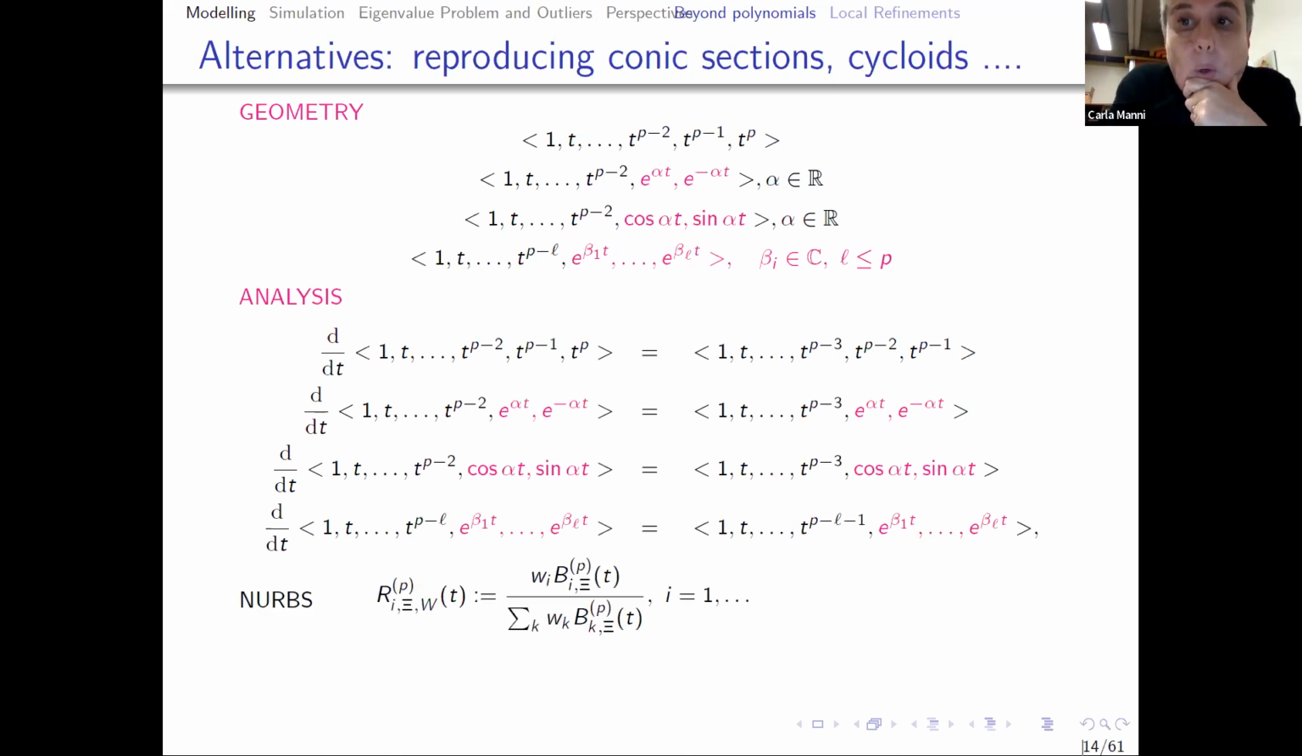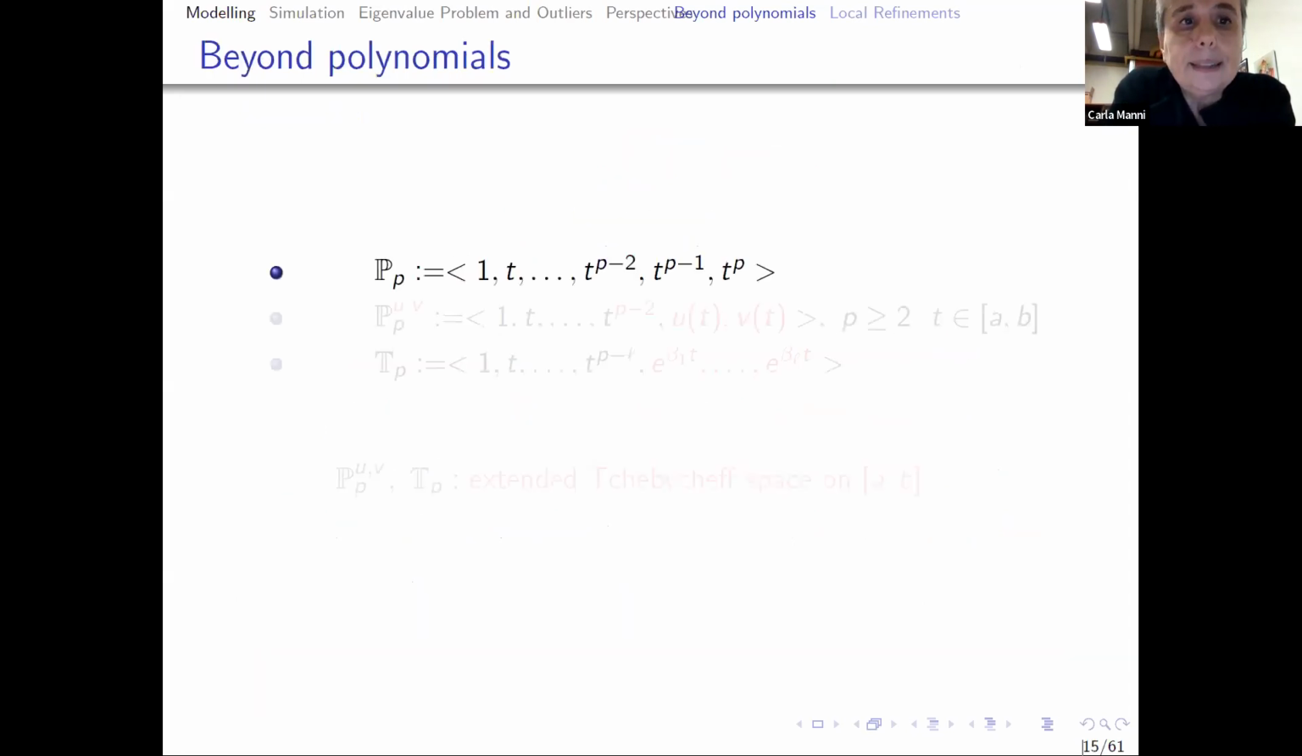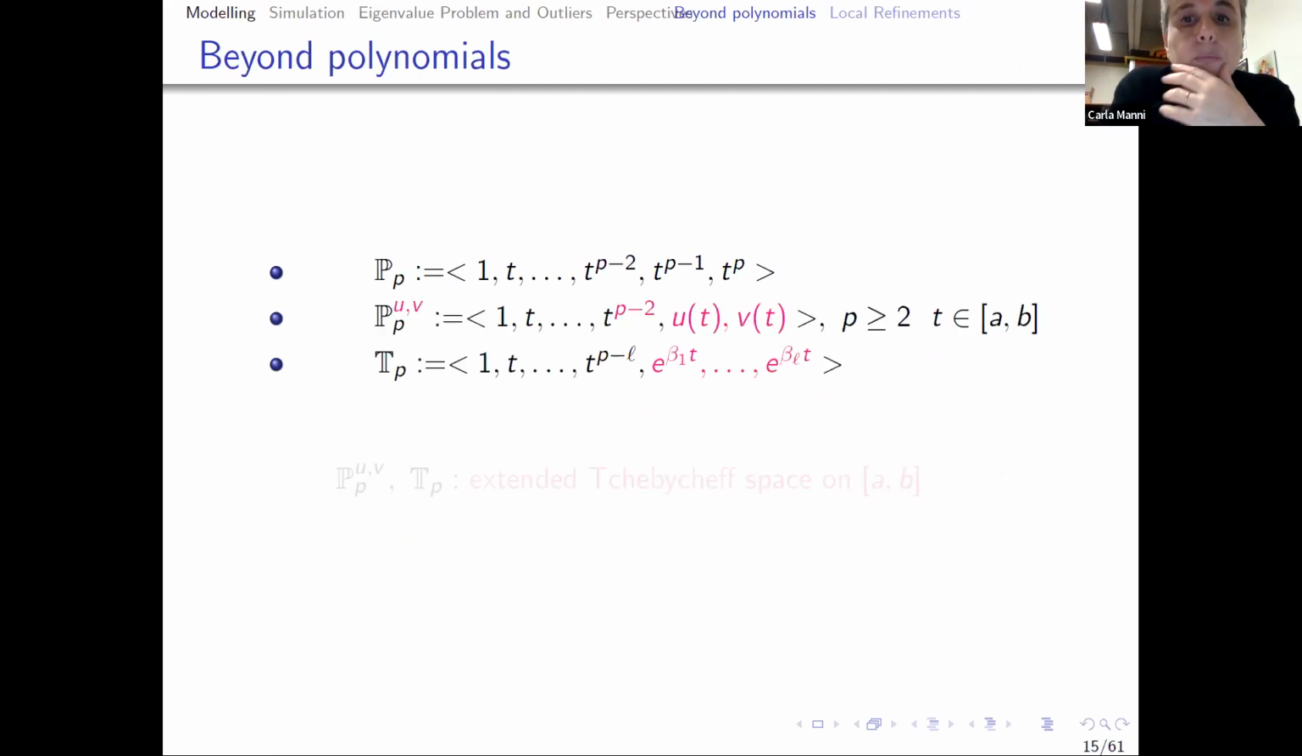This is the way to do it. So if you insert in your space other functions that can be used to have an exact representation of the profiles you want, these spaces, as you can see in some examples in the slide, also behave quite nicely with respect to the derivative operator. As an example, the derivatives of exponential and trigonometric functions remain in the same space. And as I recall again, this is not true at all for the derivative of rational functions. So these simple remarks suggest that maybe we can look at alternatives to the rational model. The rational model is the NURBS model, but still you want to keep the nice properties of the B-splines.